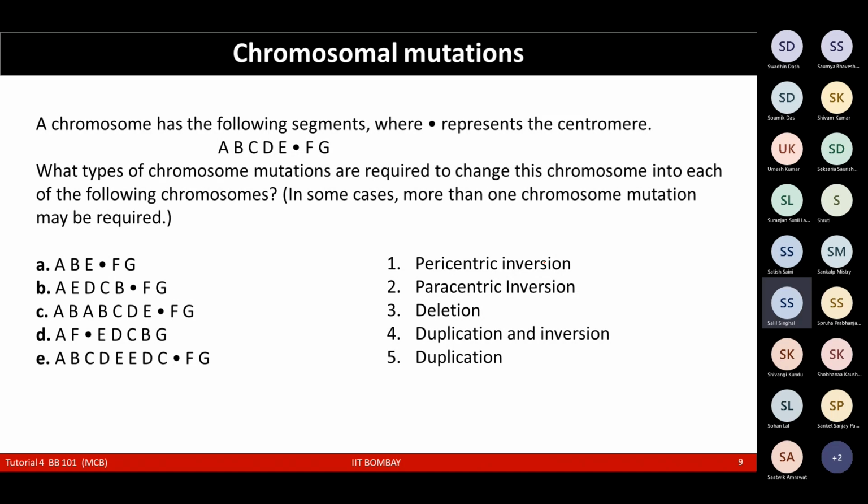B. Inversion. What is this pericentric and paracentric? Pericentric inversion means the inversion is towards the center, that is towards the centromere, whereas paracentric means away from the center, which does not include the centromere. Peri means towards the center, para means away from the center, that is the centromere.